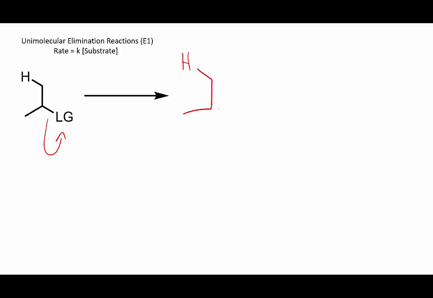In this example, we will have a secondary carbocation like this. There are two carbons connected to this positive charge. From here, a base will come in. All right, that is B- with a lone pair. It can abstract a proton, which will then form our double bond. So again, this is a unimolecular reaction because the rate of the reaction depends only on the substrate here. This is stepwise. There are two steps in this reaction.